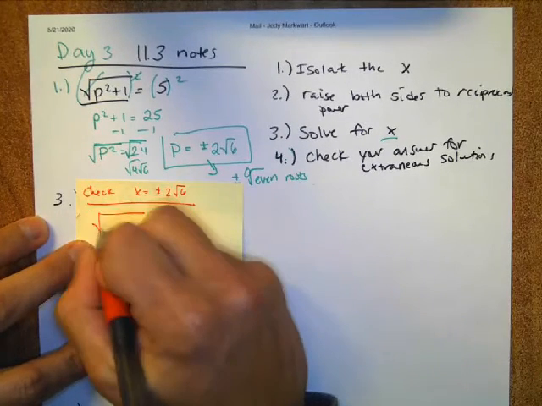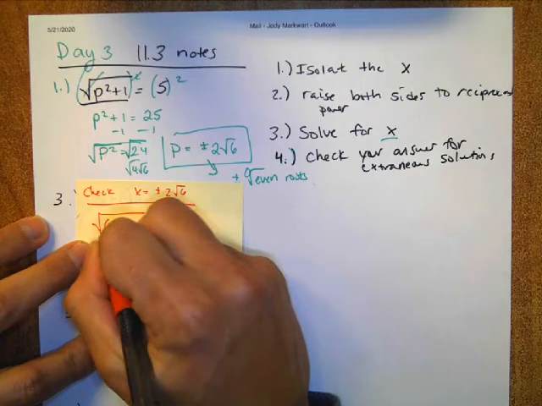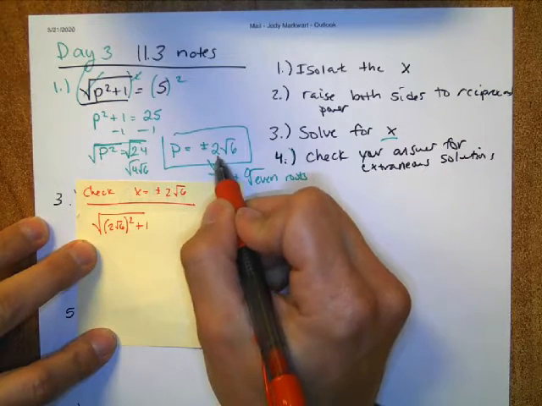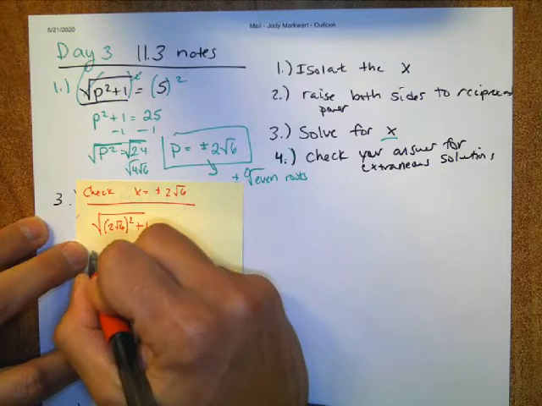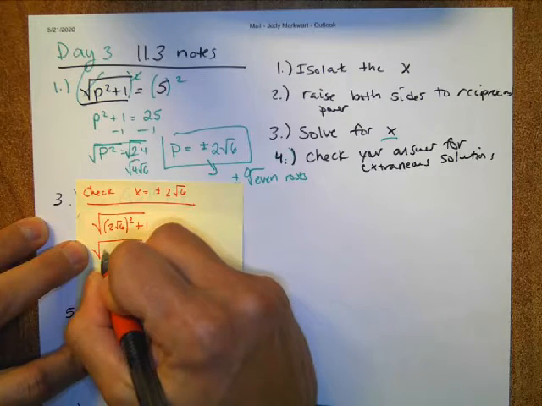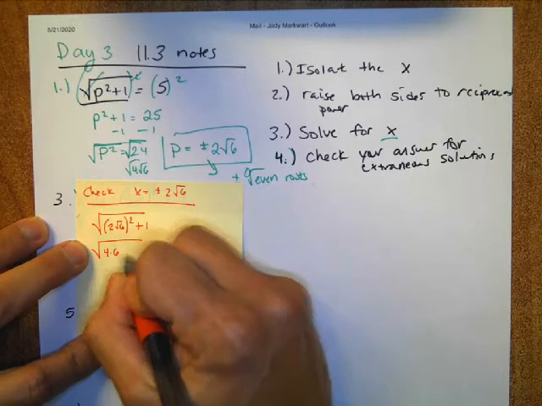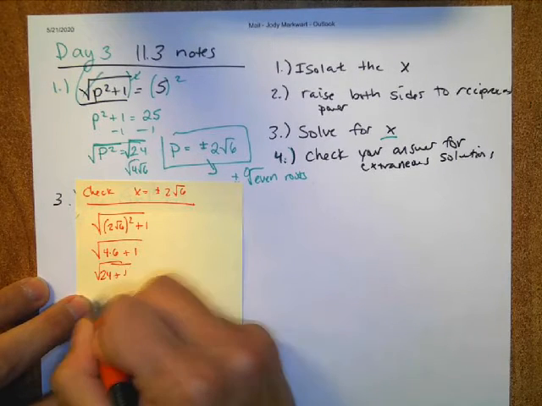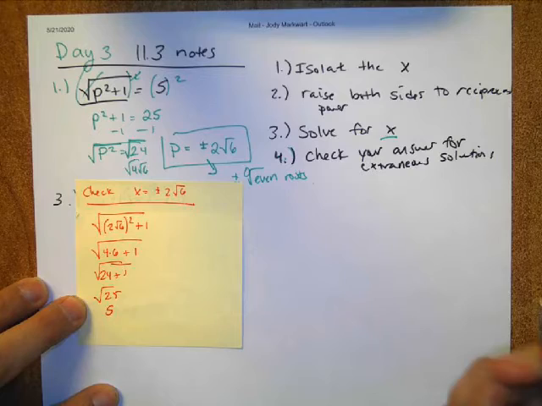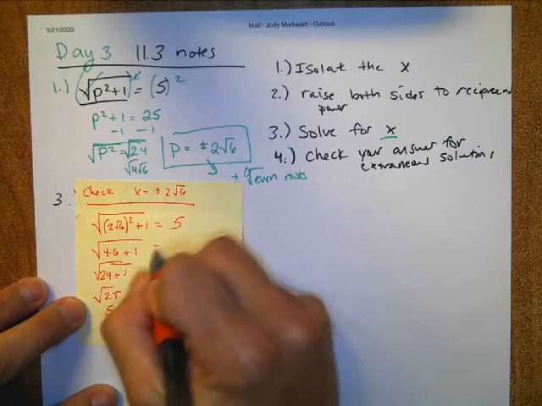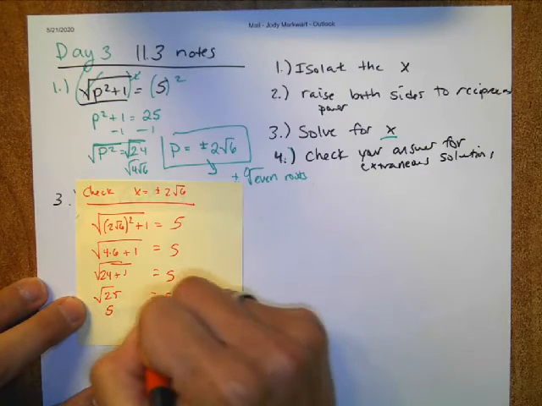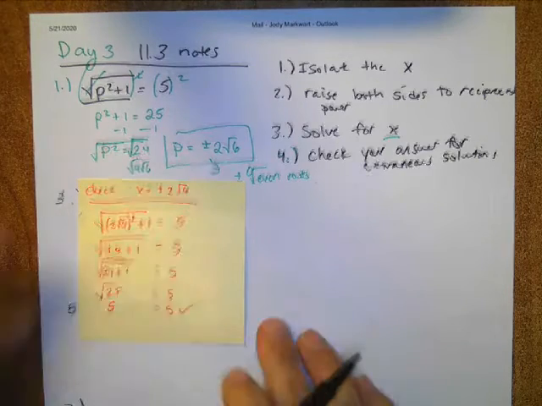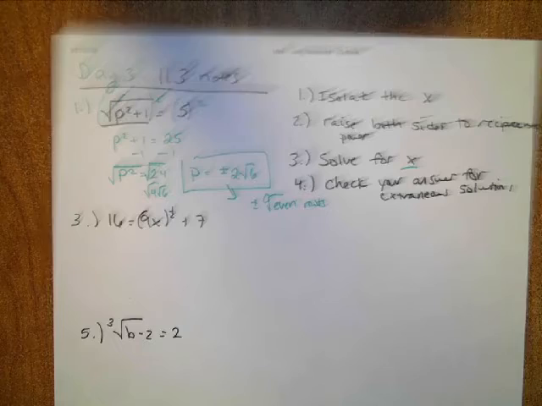So square root of (2 square root of 6) squared plus 1. When I square this, I'm going to get back to where I started, so this is going to be 24. 2 squared is 4. Square root of 6 times square root of 6. Square root of 24 plus 1. Square root of 24 plus 1 is square root of 25. Square root of 25 is 5. On the right side, the answer is 5. So it checks. All is well. So that was a square root question, solving by using square roots. Not a linear, not a quadratic.